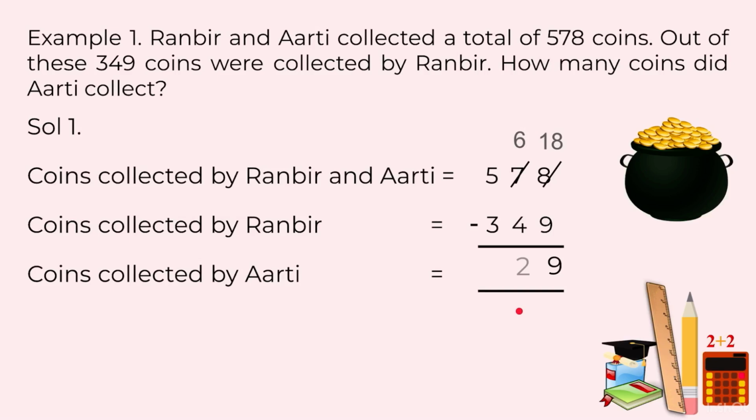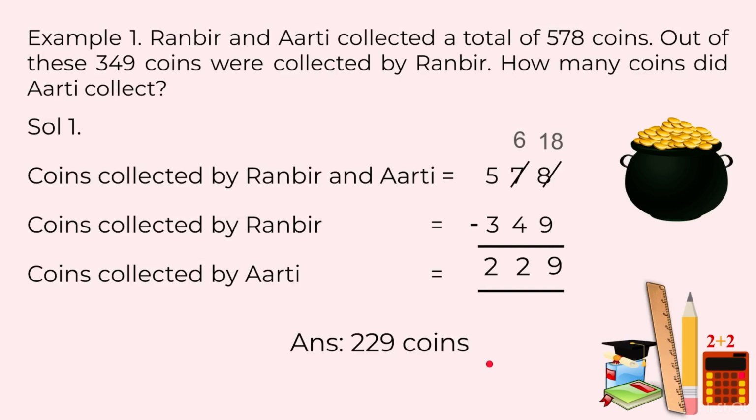Then we'll do 6 minus 4, which will give us 2. Then going to the last column, 5 minus 3, that will again give us 2. Now we have got the number of coins collected by Aarti. We'll write the answer, 229 coins.